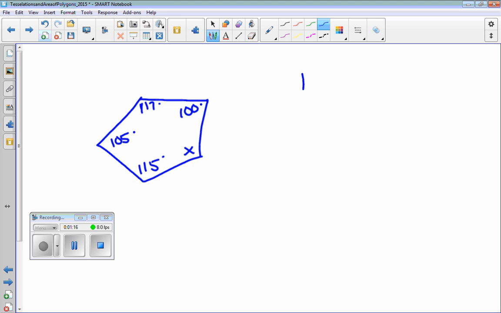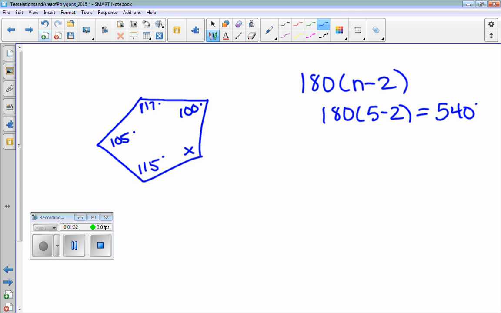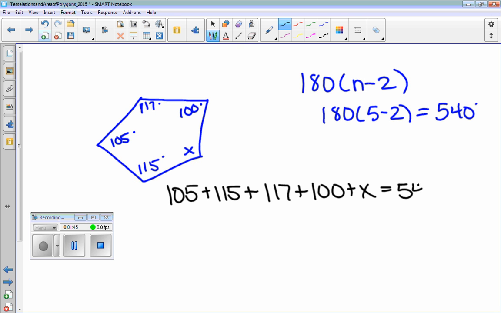So the sum of the interior angles is 180 times n minus 2, right? Did we use that formula last class? How many sides does this have? 5, so this is 180 times 5 minus 2, or 180 times 3, and that's 540. So I'm going to write an equation: 105 plus 115 plus 117 plus 100 plus x is equal to 540.